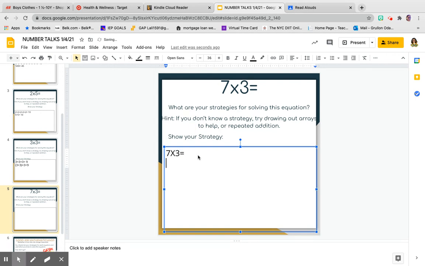So I have my 7 times 3, and that's telling me that I am adding 7 3 times. So I have 7 plus 7 plus 7. 1, 2, 3. And I'm going to use my doubles facts because counting up or skip counting by 7s is a little tricky for me. So I'm just going to remember my doubles facts. I know that 7 plus 7 is equal to 14. And then I'll just add 7 to that, and that equals 21. Is that what you guys got?